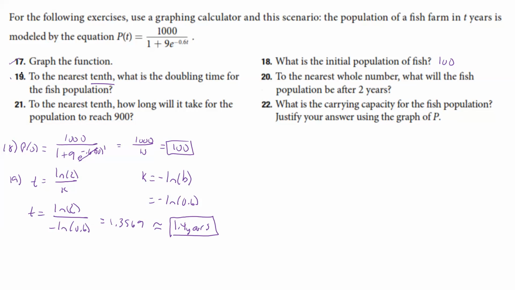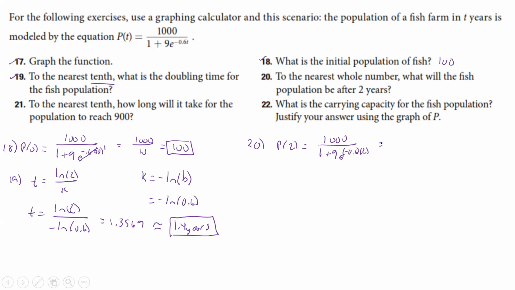All right, so we've got that one done, and 18, so now 20. To the nearest whole number, what will the fish population be after 2 years? Well, that one we just have to find what P of 2 is. So P of 2 equals 1,000 divided by 1 plus 9 e to the negative 0.6 times 2.